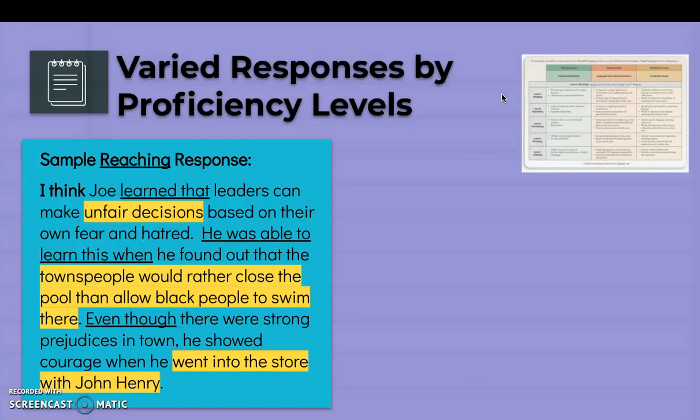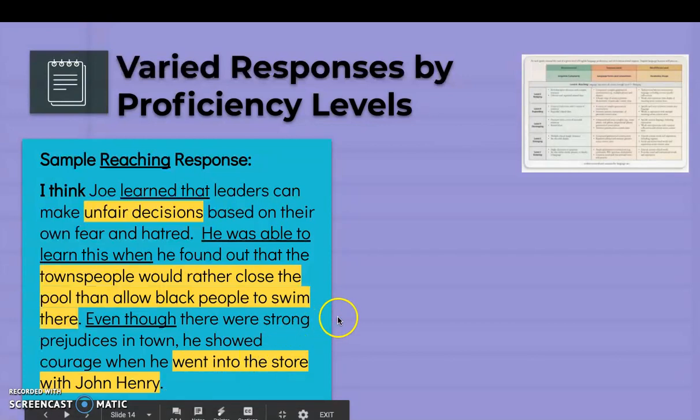So something to think about with that is take a look at this response. Notice where you see some of those more complex sentences. Remember, complex sentences are when there is a dependent clause. Here's an example. He was able to learn this when he found out that the townspeople would rather close the pool than allow black people to swim there. Here's another one. Even though there were strong prejudices in town, that's your dependent clause, he showed courage, that's independent, and here's another dependent, when he went into the store with John Henry.